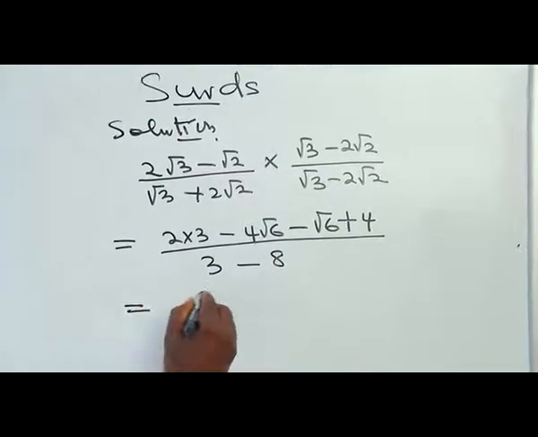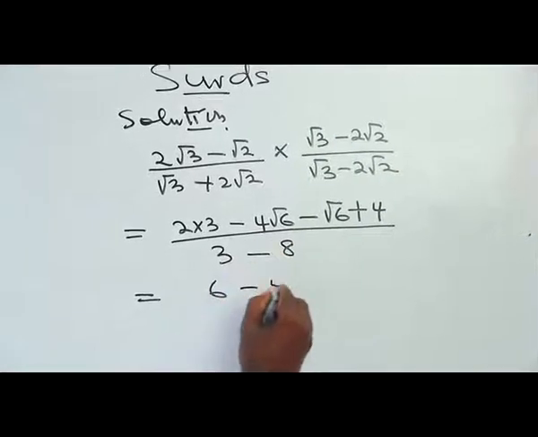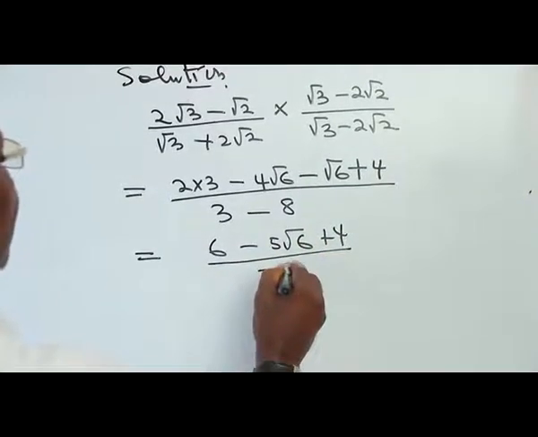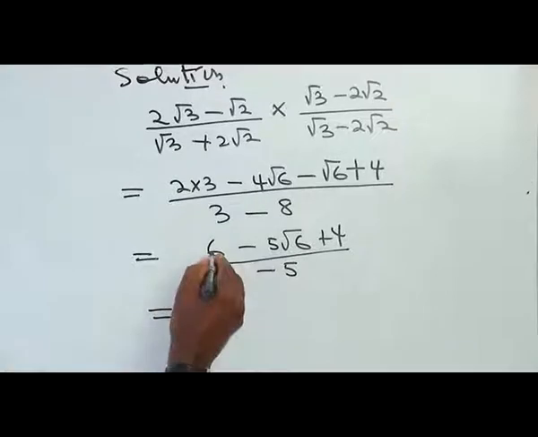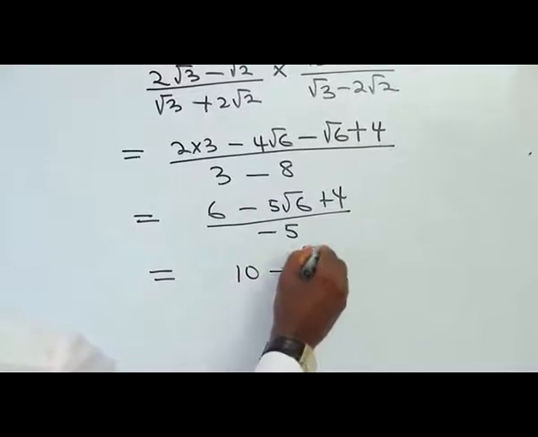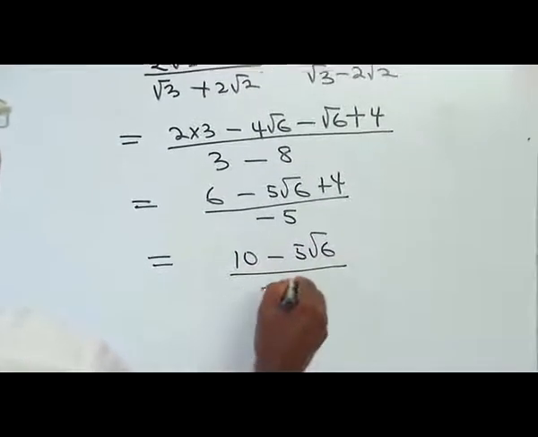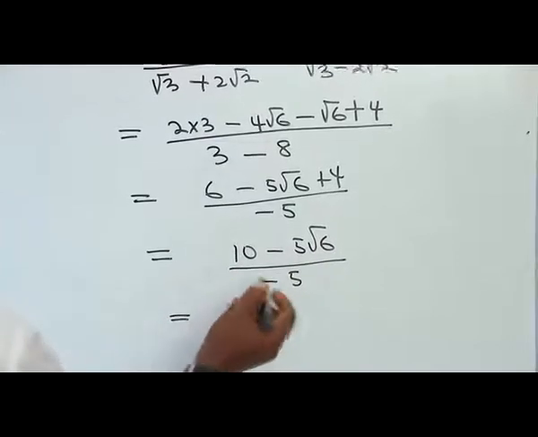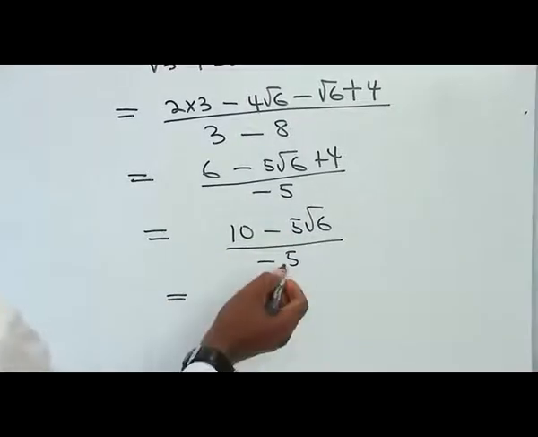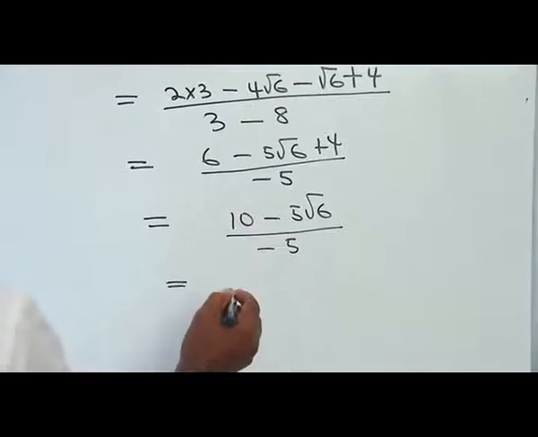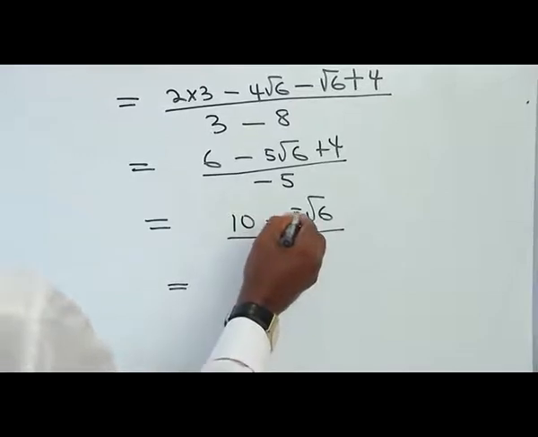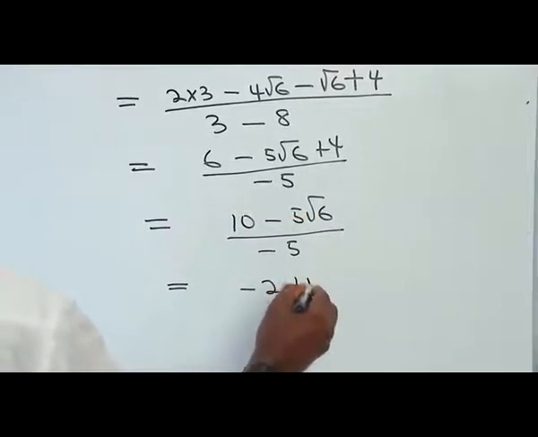Now simplifying further, that is 6 minus 5 root 6, and then plus 4. Everything here, all over minus 5. Now, adding the like terms, 6 plus 4 is 10, minus 5 root 6, and all over minus 5. You discover that you can divide through by 5. 5 can divide this, 5 can also divide this. Therefore, minus 5 into plus 10 is minus 2. Minus 5 into minus 5 root 6 will give you plus root 6.